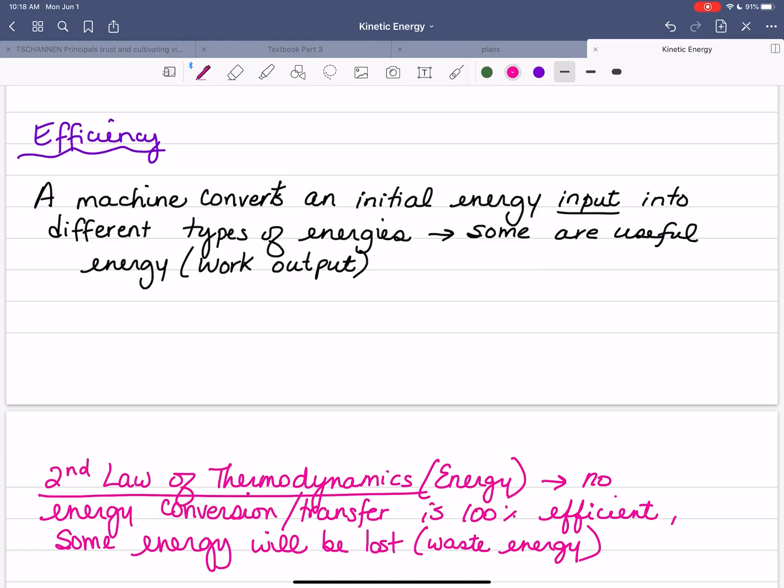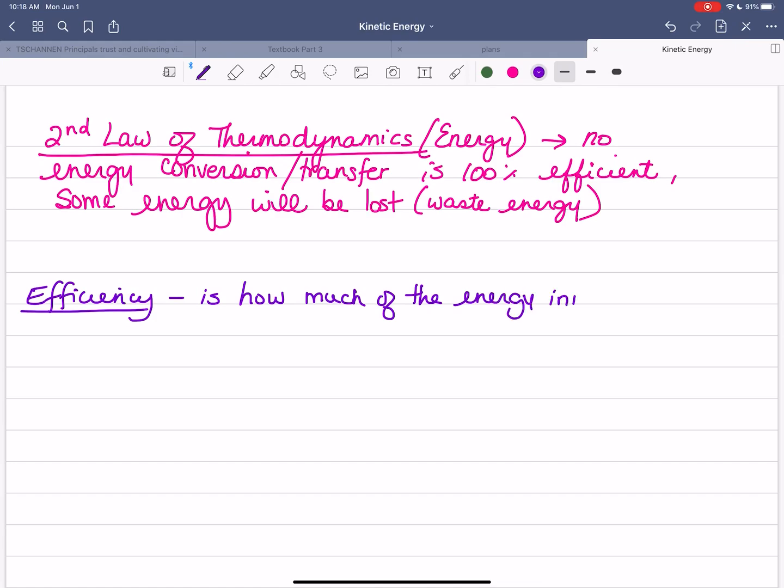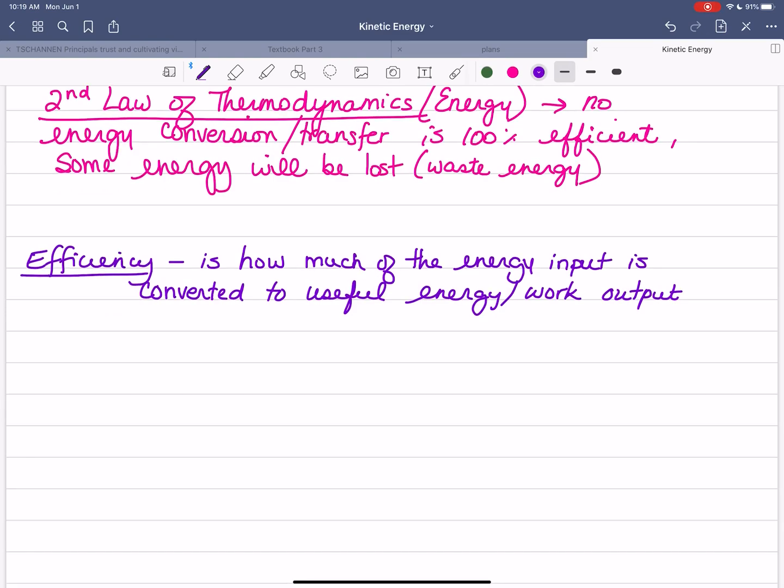So how do we figure out then the efficiency? What is efficiency? So efficiency is how much of the energy input is converted to useful energy or work, because we want the device or the appliance to do something for us, output. So for that, it's going to be calculated in percentage.